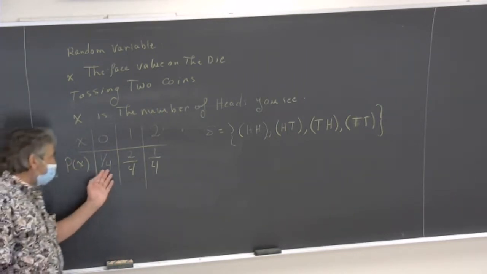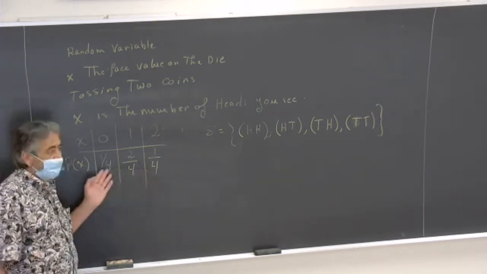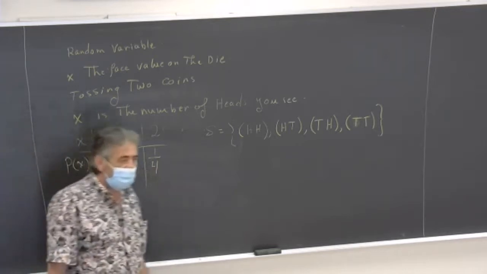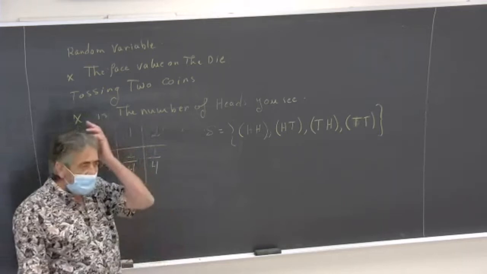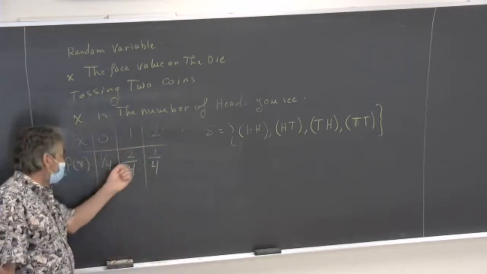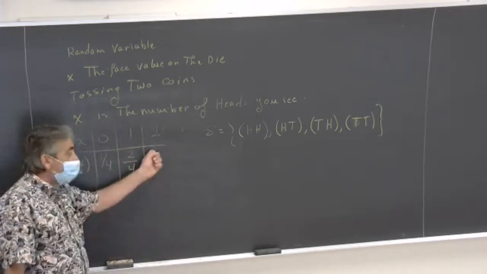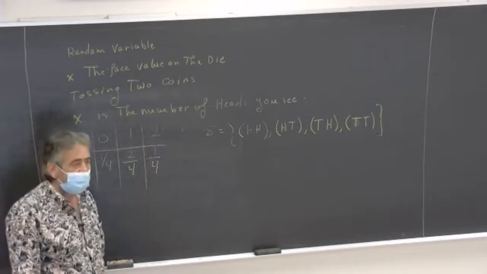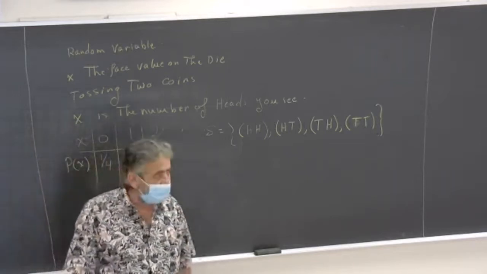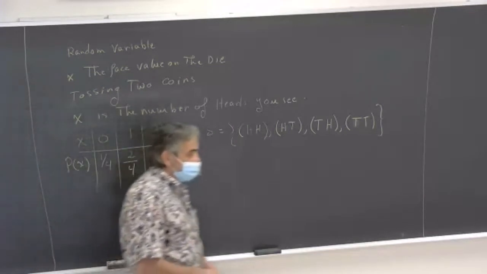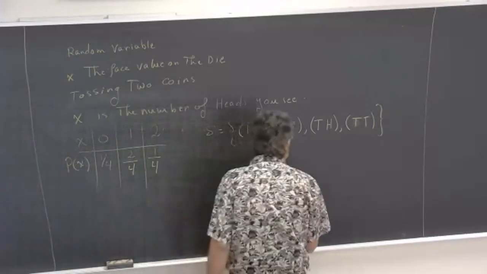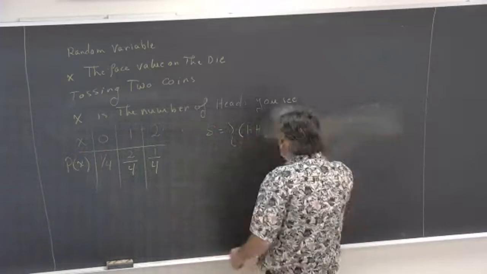Now notice, all of these numbers are between 0 and 1, yeah? And if I were to add all of these numbers, I get 1. So 1/4 plus 2/4 is 3/4, plus 1/4 is 4/4, and 4/4 is 1. Clear? Let's take a look at another probability distribution. Maybe we can have a better understanding of that.